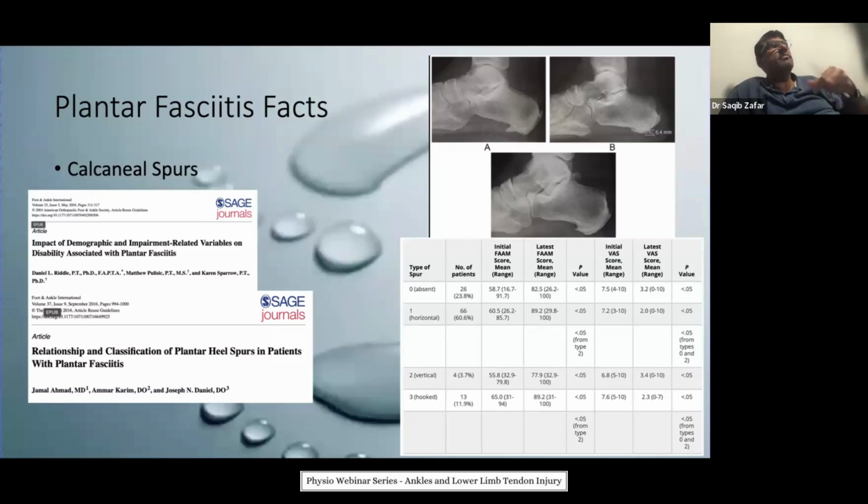Sometimes you will see a spur present, but patients have no symptoms. And sometimes patients have characteristic plantar fasciitis symptoms and there's no spur.